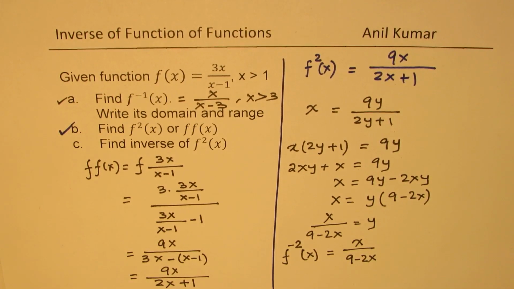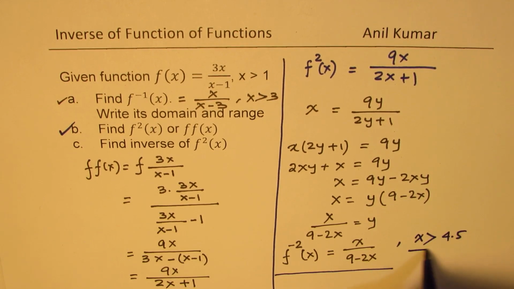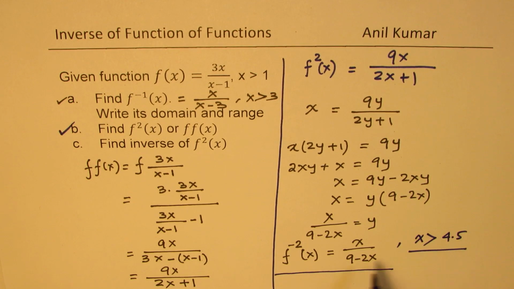Is that clear to you, right? So that is how we get the inverse of function of function. Perfect. So I hope this strategy which we just applied is absolutely clear, right? Now, as far as the domain is concerned, as you can see from here, it is not defined for x equals 9 over 2, right? So in this case, x is greater than 9 over 2, which is 4.5. So that is going to be the domain of our present function of function inverse. Is that clear to you?